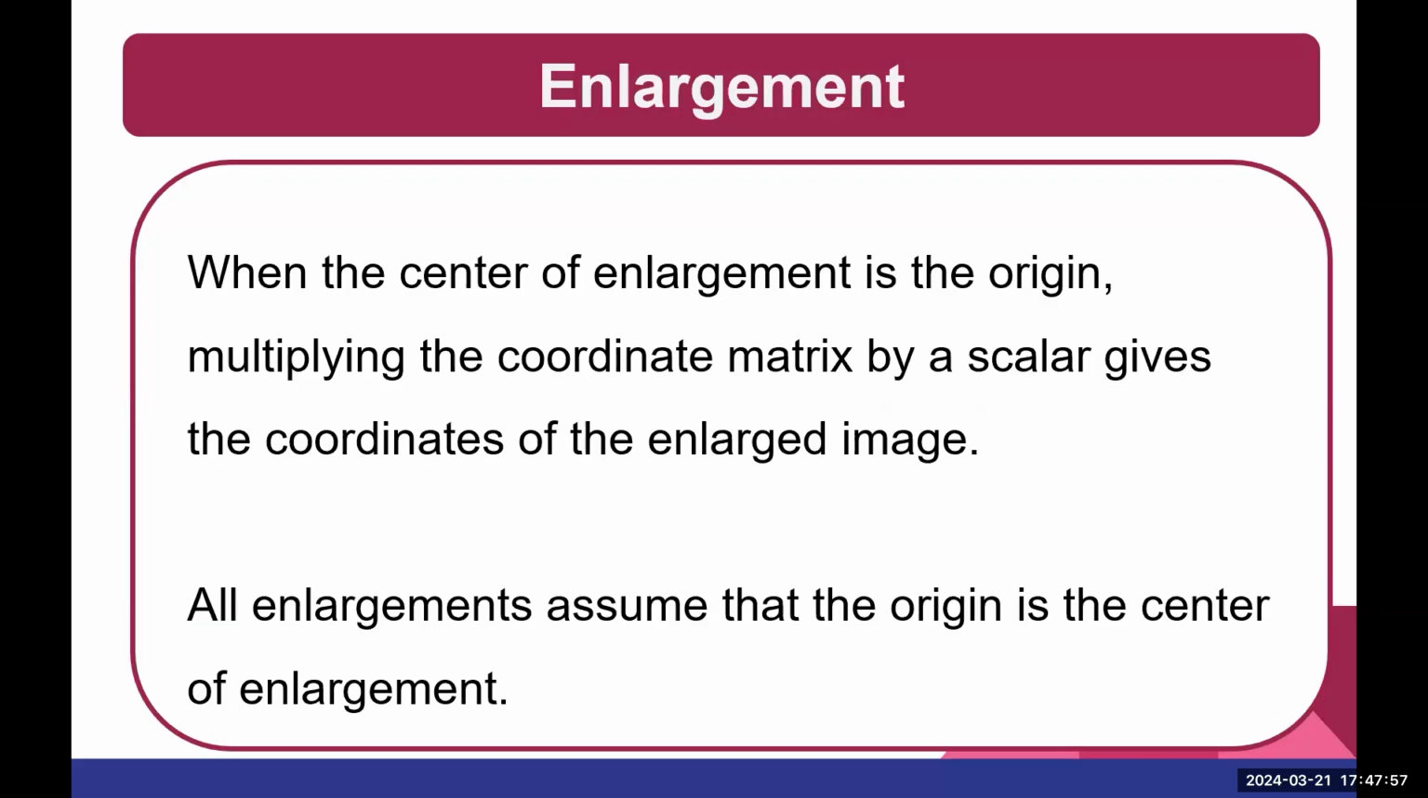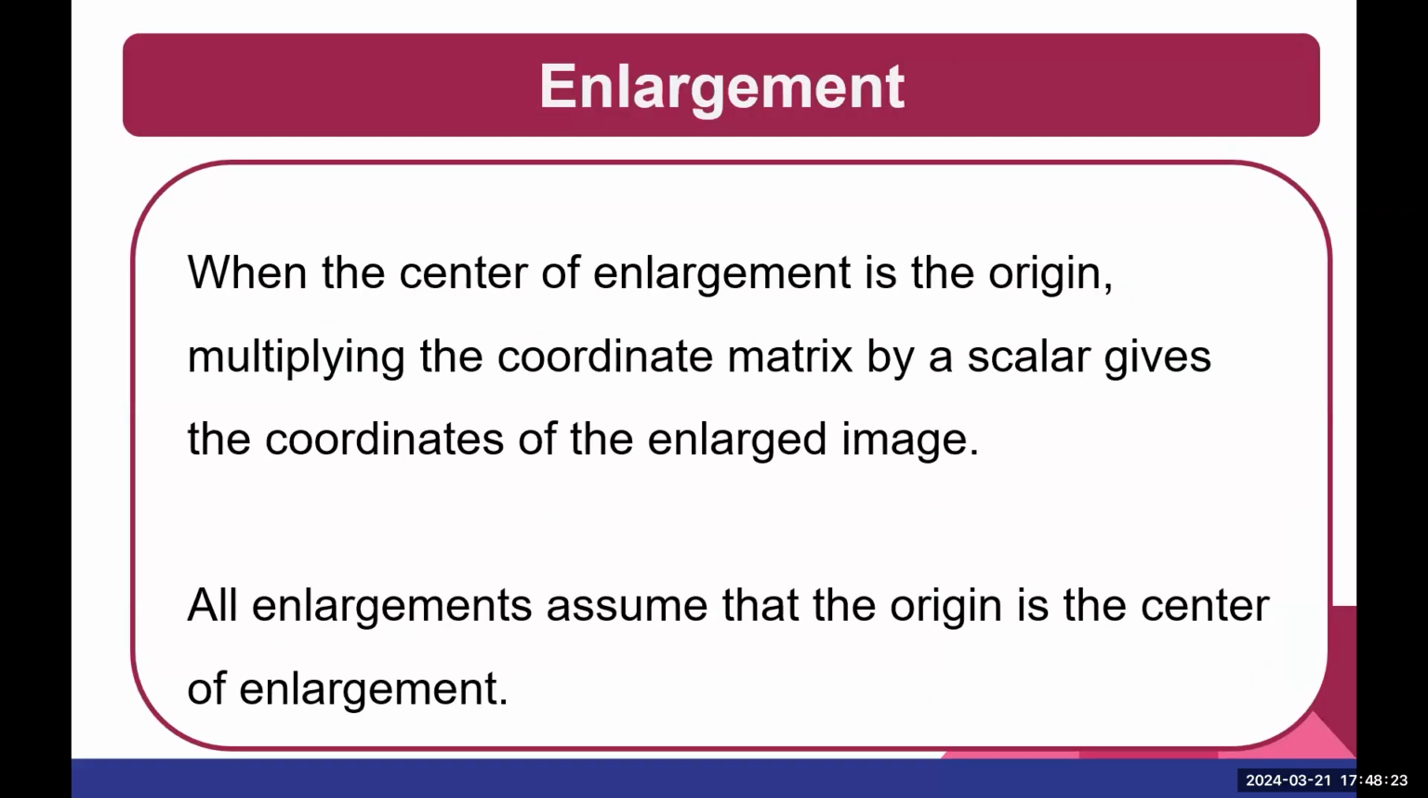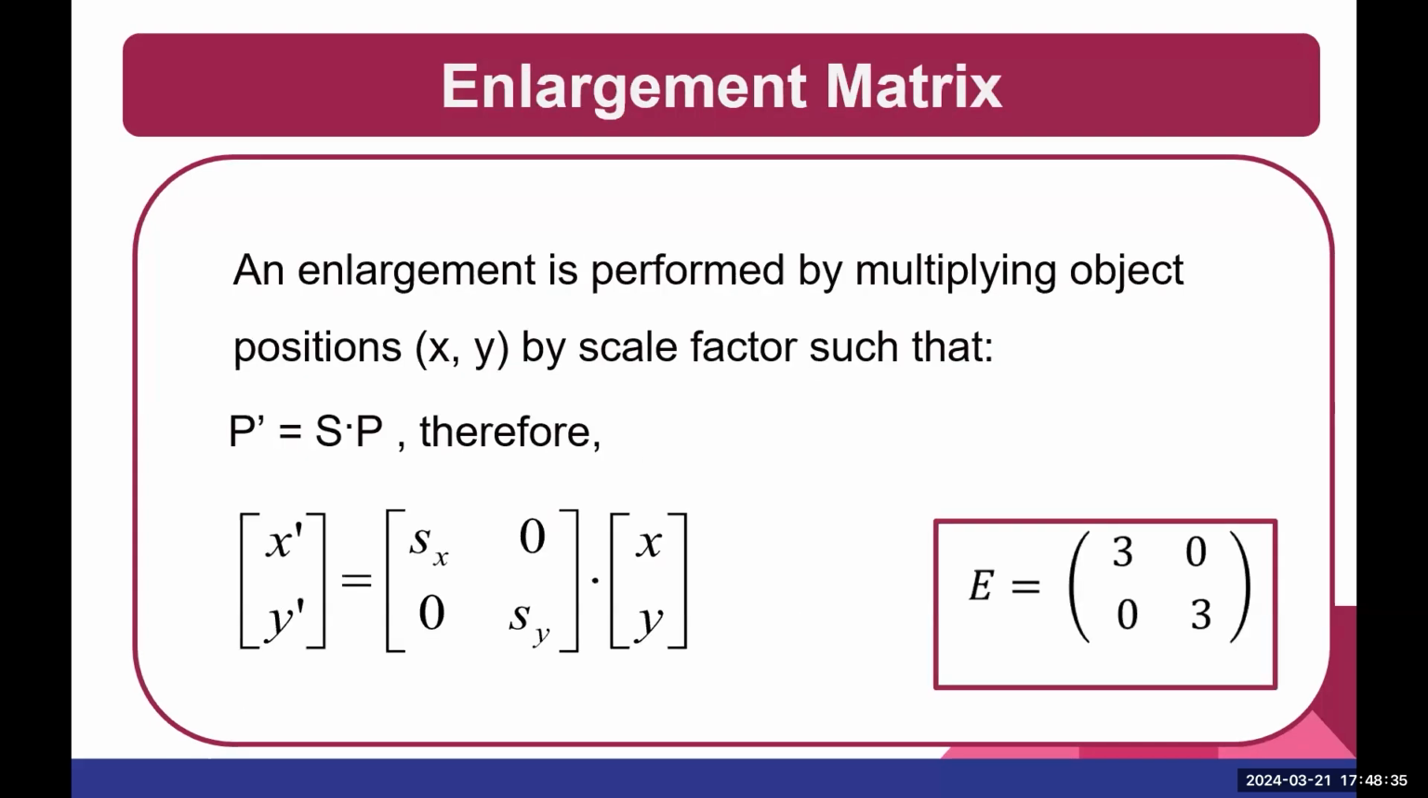When the center of enlargement is the origin, multiplying the coordinate matrix by the scalar gives the coordinates of the enlarged image. The coordinate matrices are in vertex form. All enlargements assume that the origin is the center of enlargement. Remember how to multiply matrices, right? Yes, sir. Multiplication will definitely take place a little bit down the line.